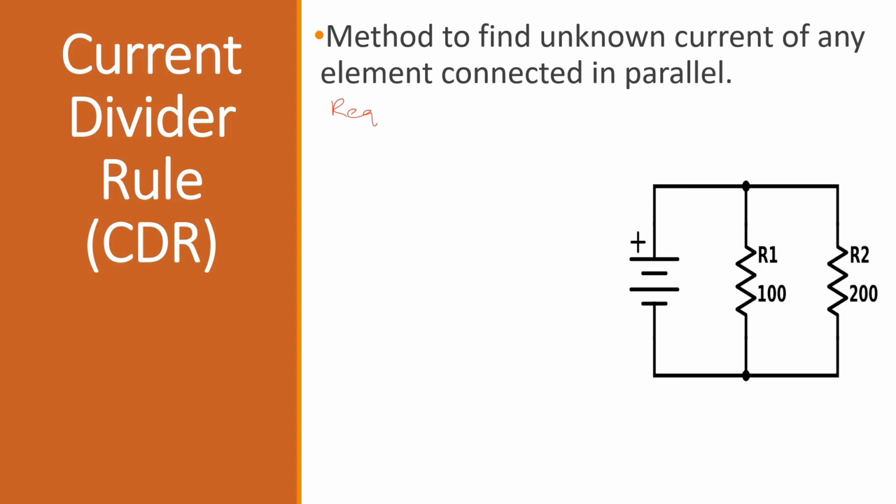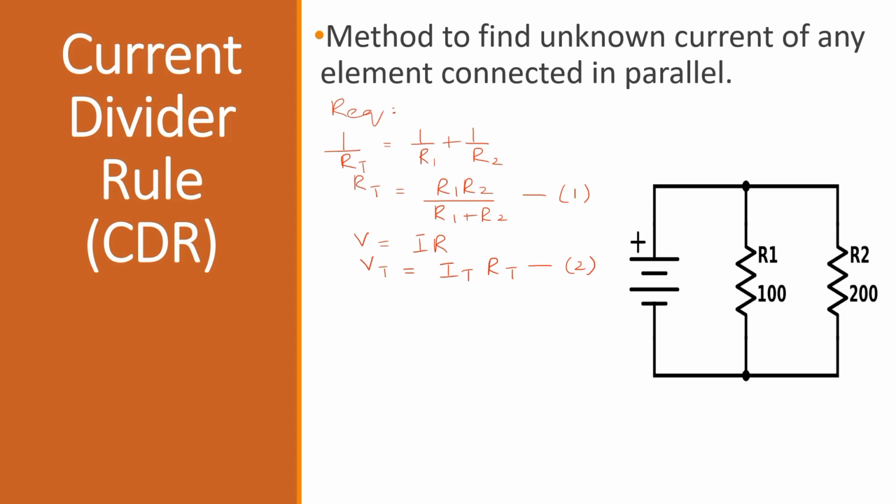parallel, R equivalent is calculated as 1 upon RT is equals to 1 upon R1 plus 1 upon R2. After simplification, we get RT is equals to R1 R2 divided by R1 plus R2. This is your equation 1. From Ohm's law, we know that V is equals to IR. Therefore, Vt is equals to It multiplied by Rt. This is your equation 2.